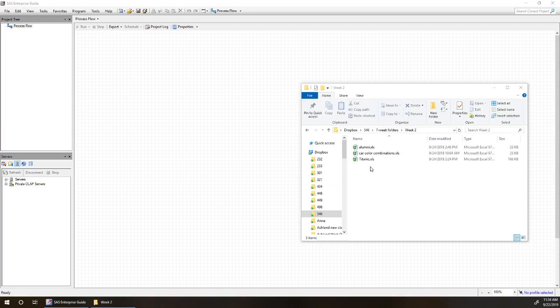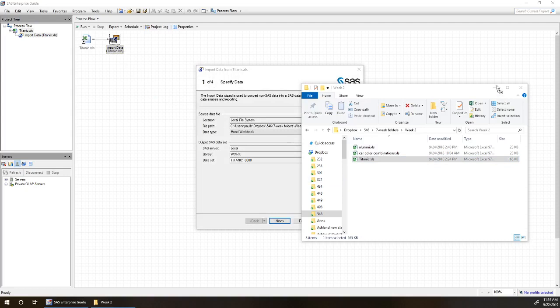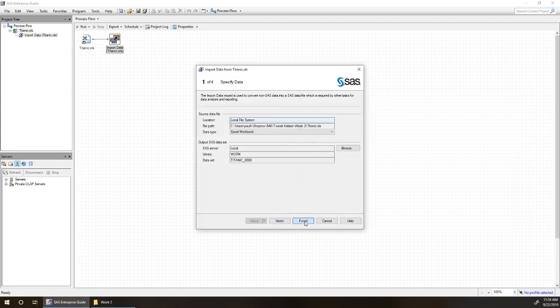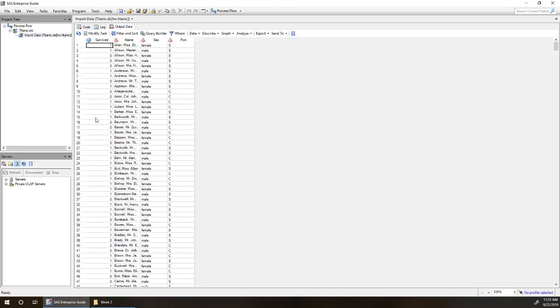Let's look at our Titanic dataset. I'm going to drag that onto the process flow in Enterprise Guide. It's going to open up. We've got 4 columns. Survived is whether or not the passenger on the Titanic survived: 1 if they did, 0 if they didn't.